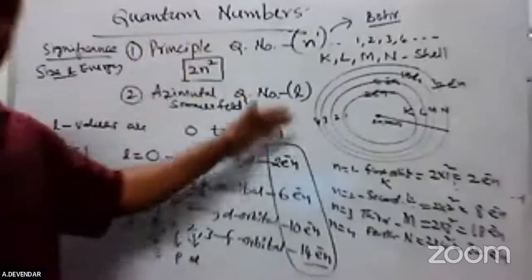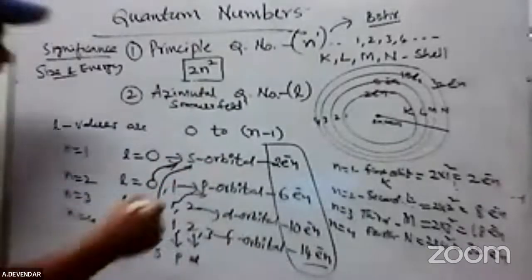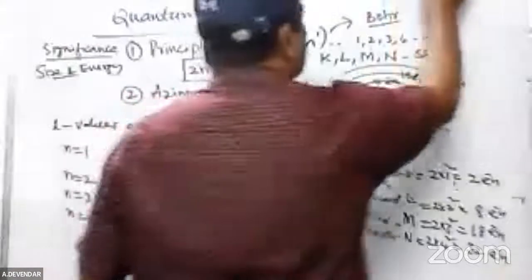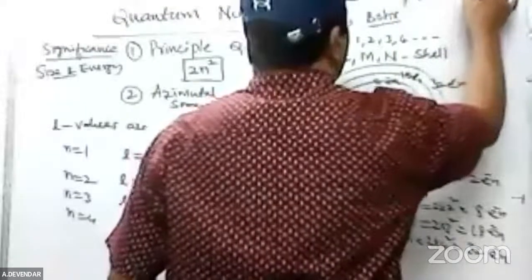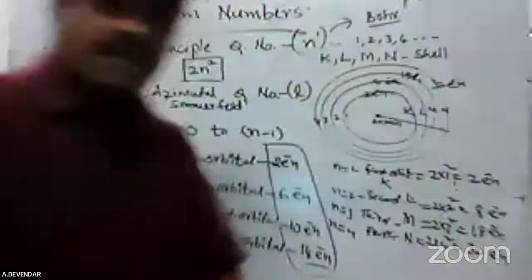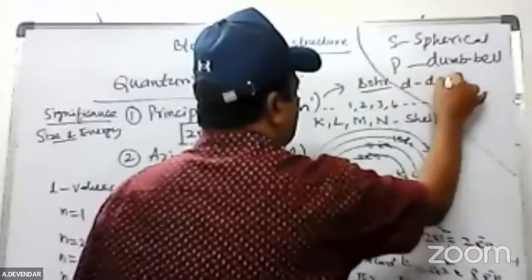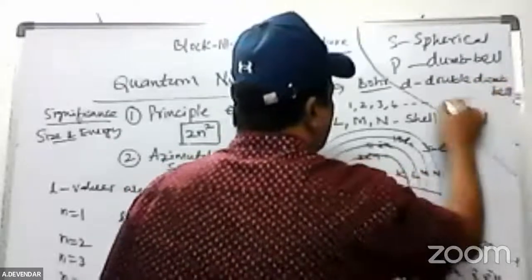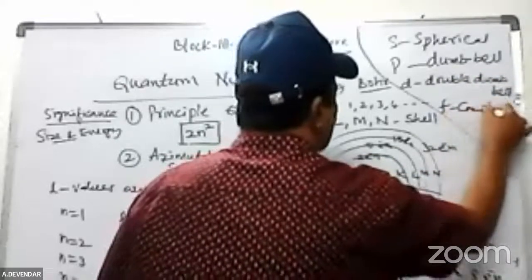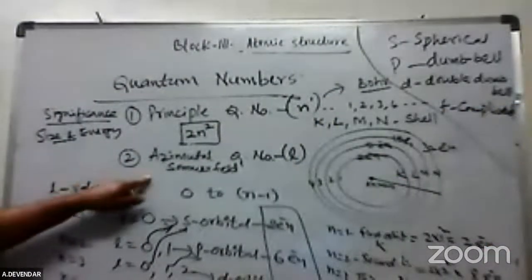Subshells and the maximum electrons a subshell can accommodate. And also, what is the shape of the subshells? The S orbital is spherical in shape. The P orbital is dumbbell shape. And the D orbital is double dumbbell. And the F orbital is complicated in structure. Why? Because it is a 3-dimensional structure. It is complicated.